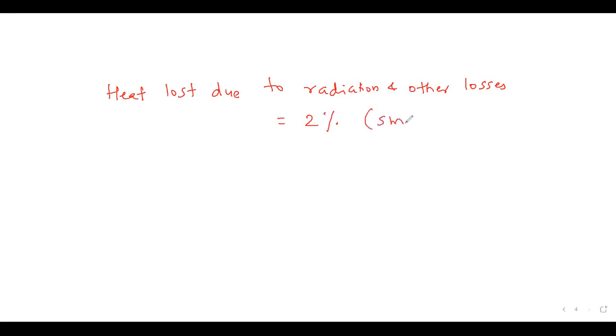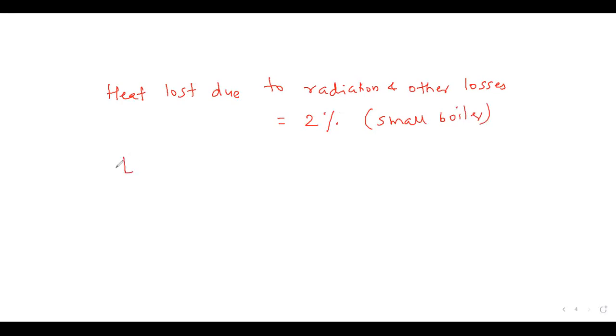Finally, we would compute the loss due to radiation and other unaccounted for losses. Because this is a small boiler, you would use the thumb rule for a small boiler. So this way we have got the losses now.